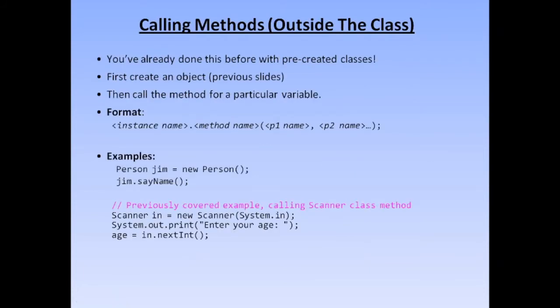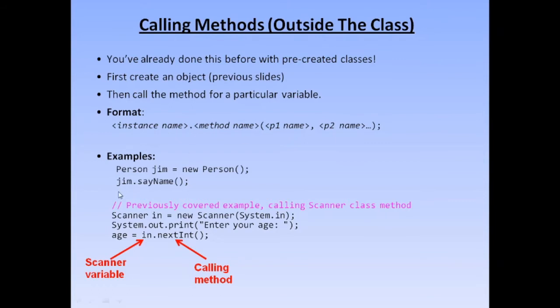Now, if we want to call methods outside of a class, like the Scanner, as you can see over here, for example, Person Jim = new Person, Jim.sayName. This is the function that is called by the object of class Person. Then Scanner in = new Scanner(System.in), and System.out.print("Enter your age"), and age is in.next. So there is no problem whenever you want to call the method of another object in some different class; it can also be done.